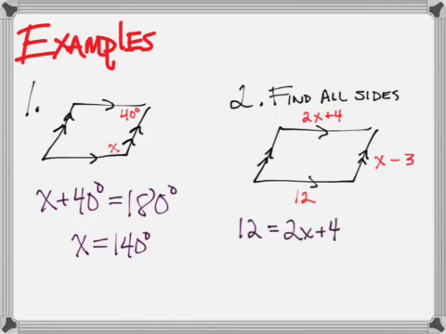The other one, I know that opposite sides are congruent, so 12 equals 2x plus 4. Solve for x. X is 4. Plug that in for the other side, and you get that that side is 1, which also means the side opposite is 1. So that's kind of how we're going to use the properties that we proved.